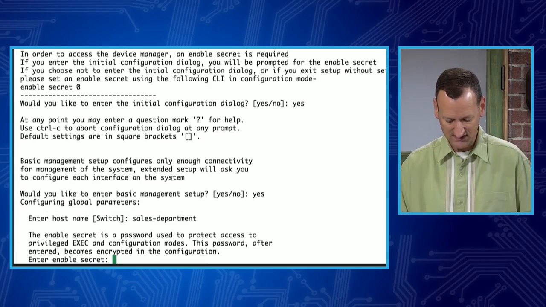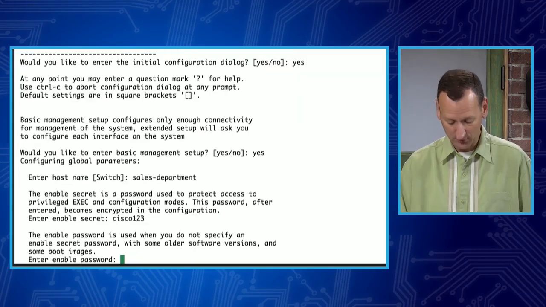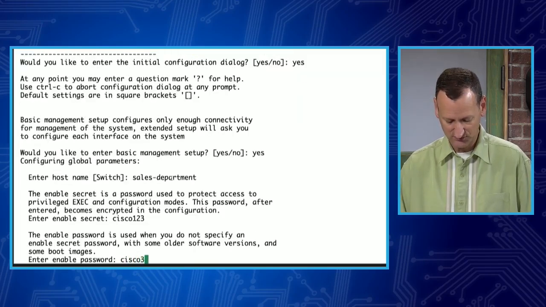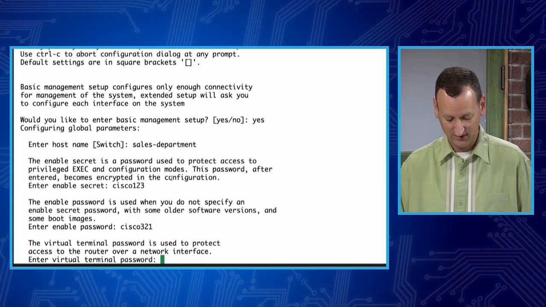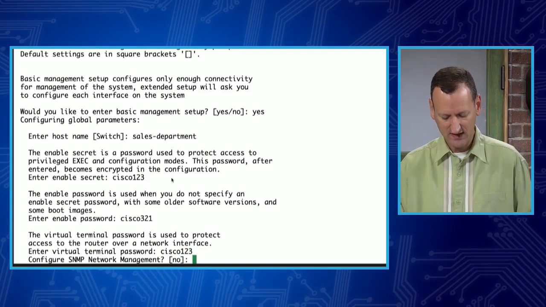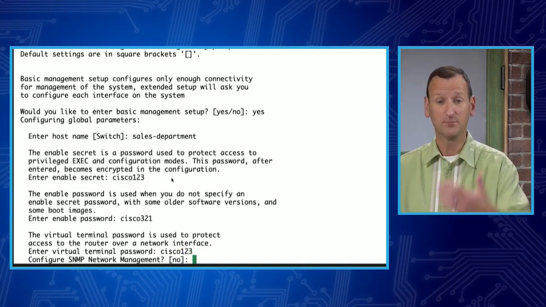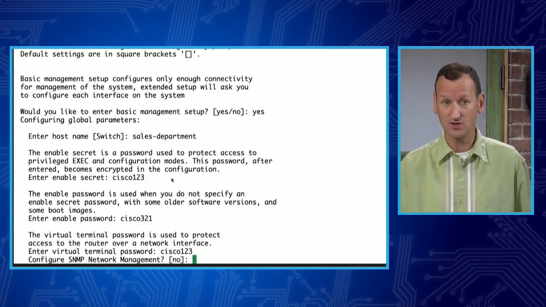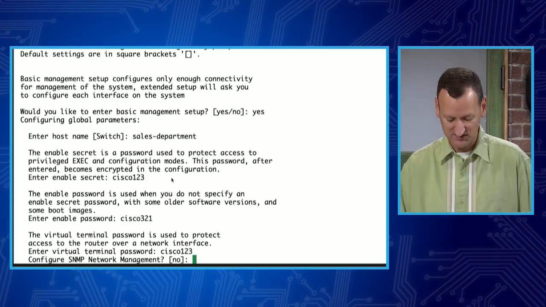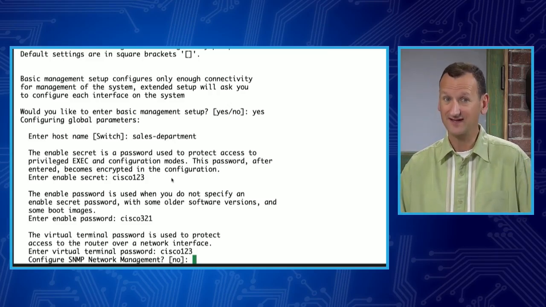I need to pick a password. So I'll punch in my password. I'll just say Cisco123. And my enable password, I'll do Cisco321. And my virtual terminal password, which probably won't actually get used, I'll do Cisco123 again. Do I want to configure SNMP, the Simple Network Management Protocol? This will allow me to pull statistics into some kind of reporting software. I don't have that set up right now, so I'm going to say no. I can always turn it on later.